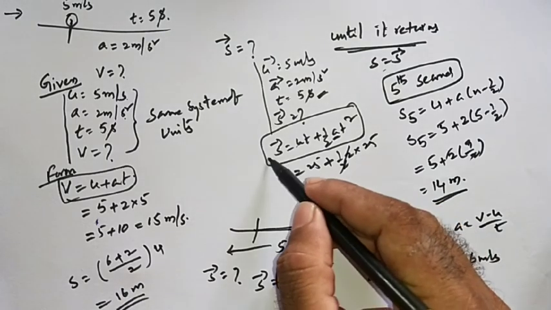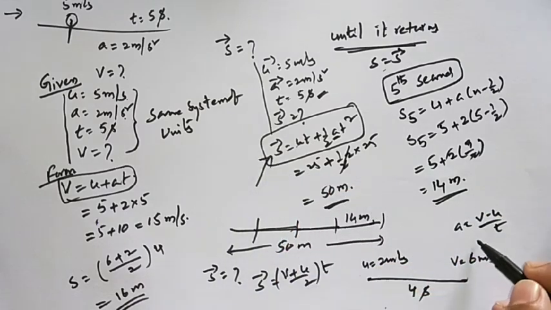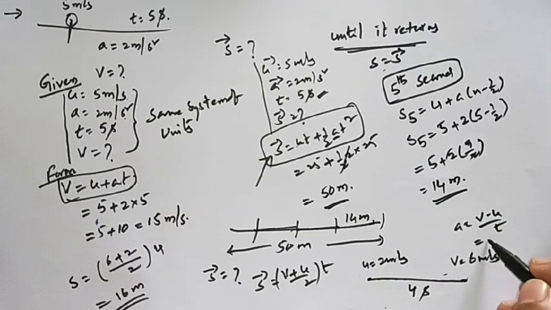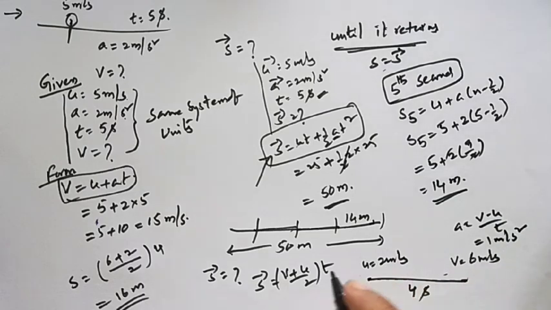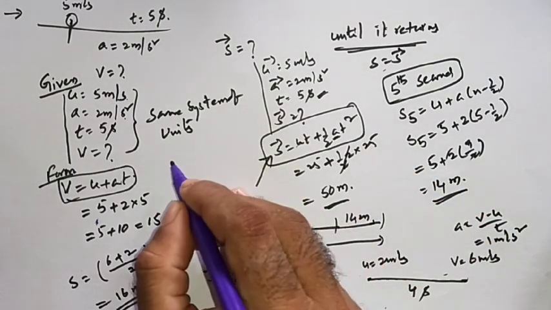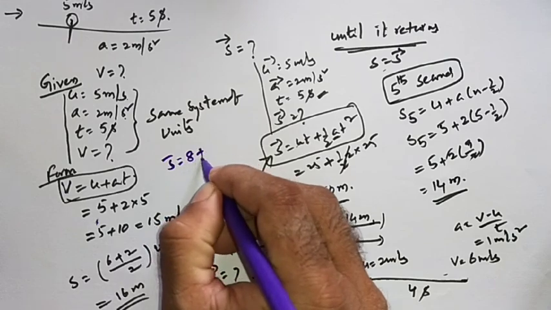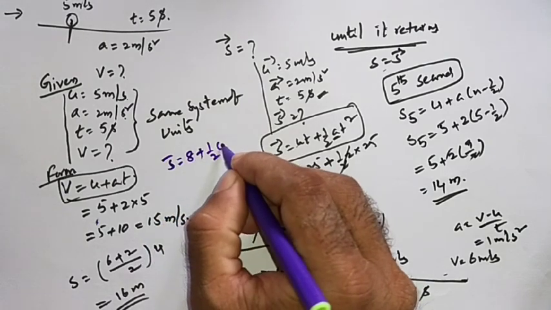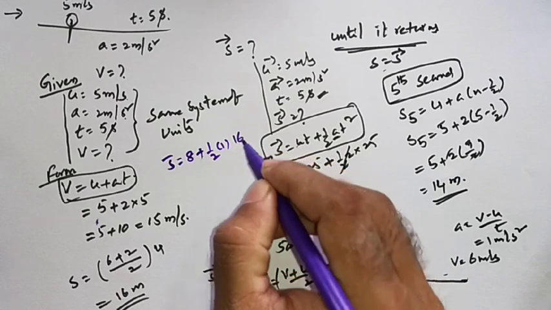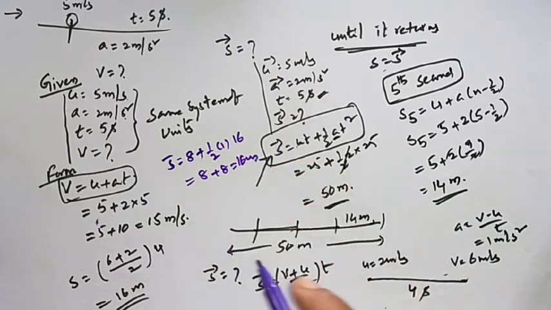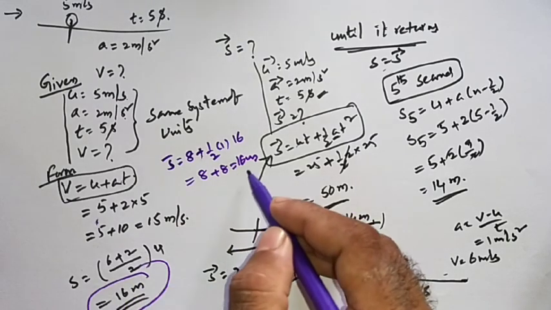Let us substitute in this way also. First you calculate a. How much is our a value? 6 minus 2, 4. 4 by 4, 1. 1 meter per second square is the acceleration. Now substitute in the formula S is equal to ut plus half at square. Therefore S is equal to u, which is 2, into t, 8, plus half a, 1, into t square, 16. 8 plus 8 is 16 meters.